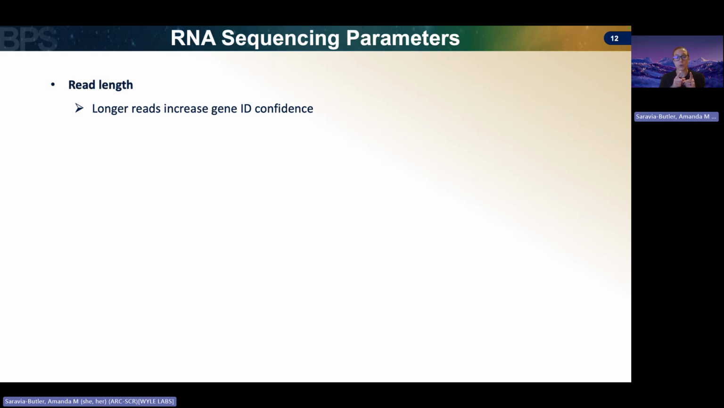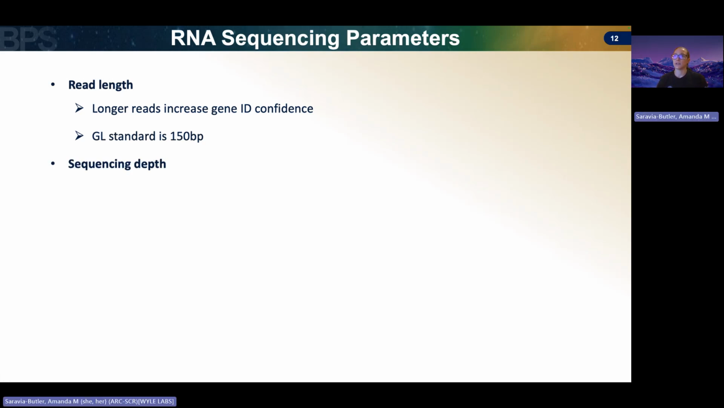However, if you have shorter reads that you're mapping back, you increase the likelihood that it'll map to multiple locations on your genome, and then it'll make it more difficult to determine where that RNA came from originally, or which gene it is. Our standard at GeneLab for bulk RNA-seq is 150 base pairs. We do 150 base pairs paired end.